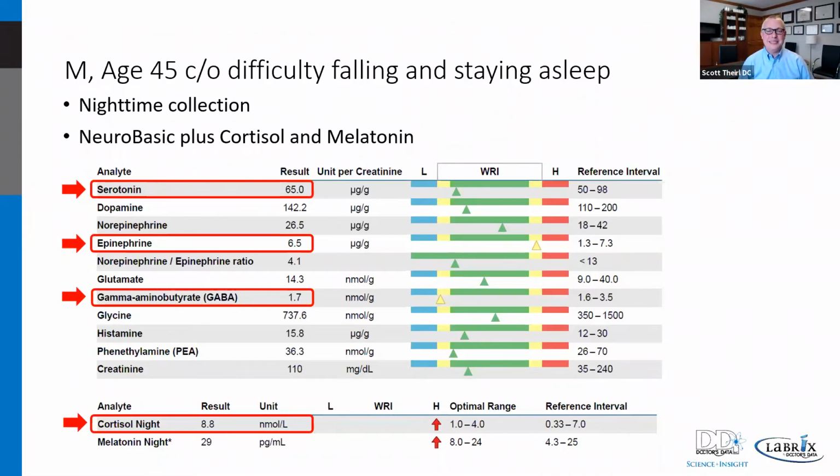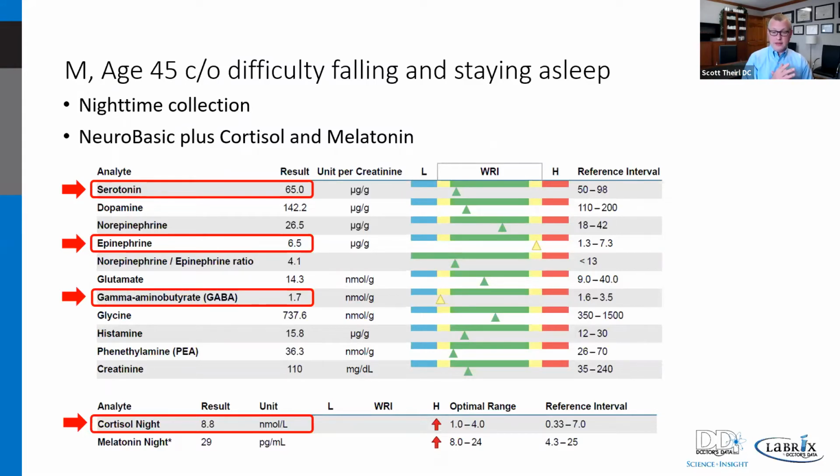So we don't necessarily want to be looking at those PEA levels sky high. In fact, we want them to be pretty dang low as time goes on. So at least at night. So 36 there with a 26 to 70 range, awesome. Creatinine is simply a measure of how concentrated the urine is so that we have a baseline of where to measure those other neurotransmitters, right?